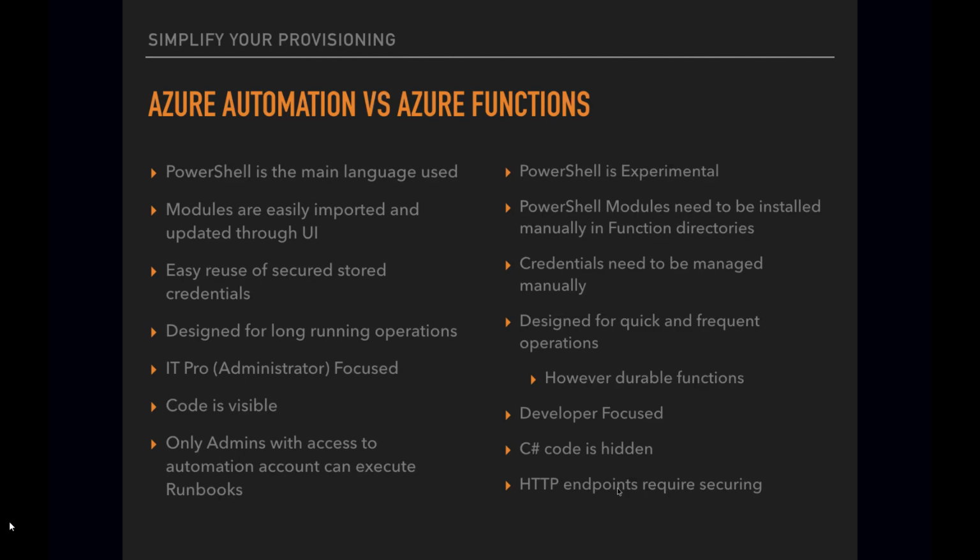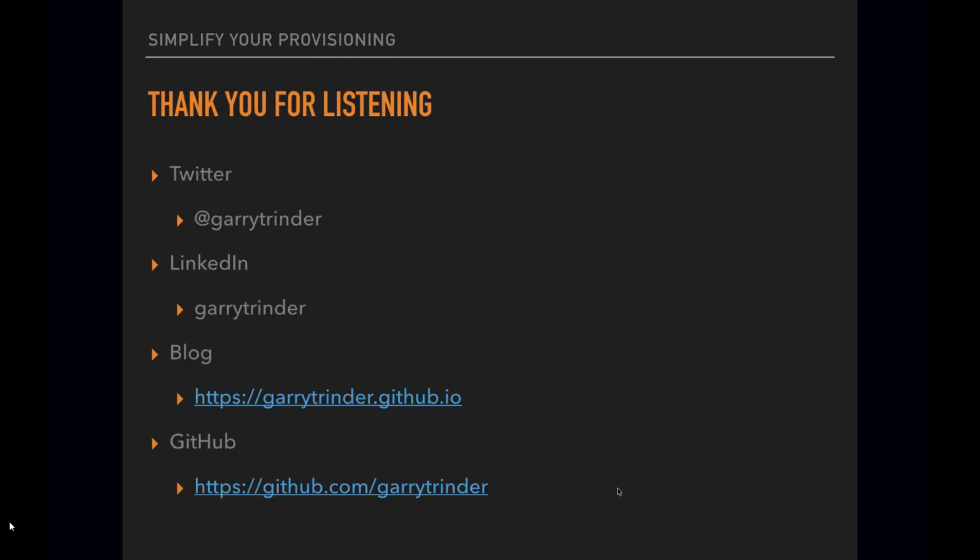There are some extra considerations to make sure those endpoints are secured, whether that's with an access code or with Azure AD authentication. There's just different things to think about. There's pros and cons on either side. Azure Automation will be suitable for one scenario and not others, but it's good to have a good idea of what's out there.